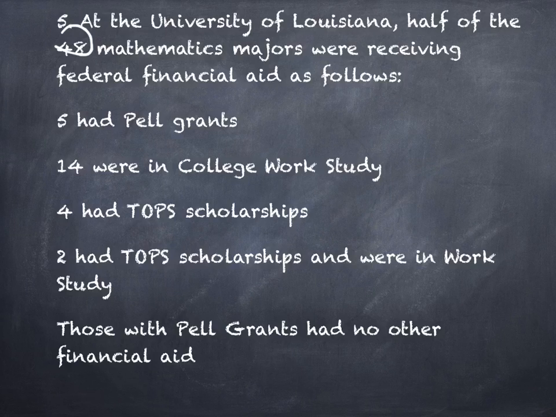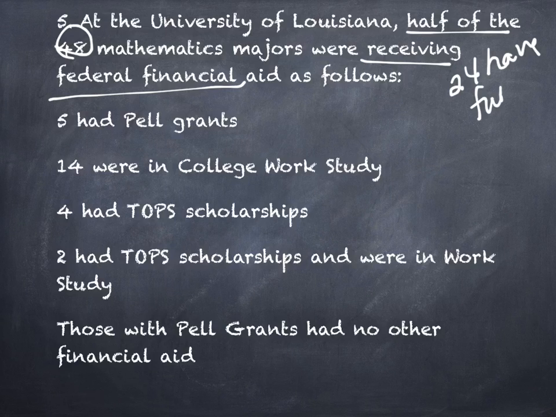So this right here, there's 48, and it tells you that half are receiving funding, right? Federal funding, specifically. They may have other kind of funding, just not federal. So let's make a note first that 24, half of them, have funding. That actually tells us that the universal set, all of it inside the box, is going to add up to 24. So it's a useful bit of information, but we still can't start there.